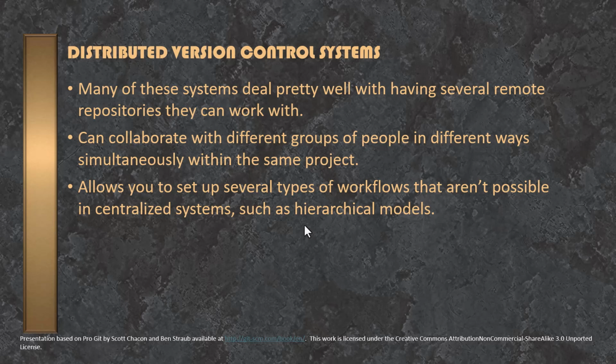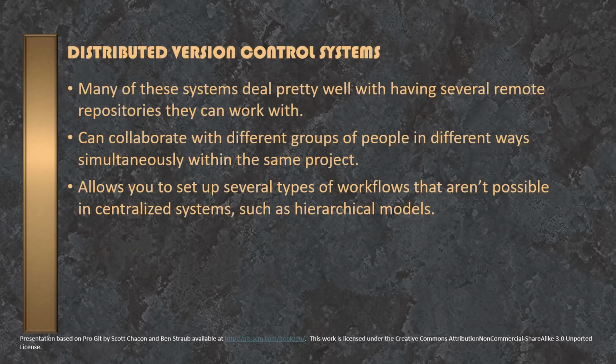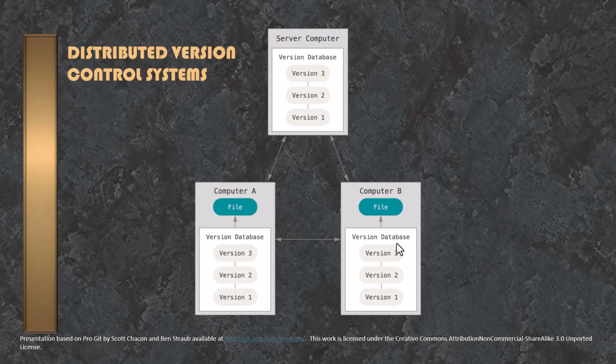And the nice thing about this is many of these systems deal pretty well with having several remote repositories. You can collaborate with different groups of people in different ways, and it allows you to set up several types of workflows that aren't possible with centralized systems. And the other advantage is you have a full backup. So if this server goes down, everyone's got a version. You can just upload one of the existing versions and you're back up and running.